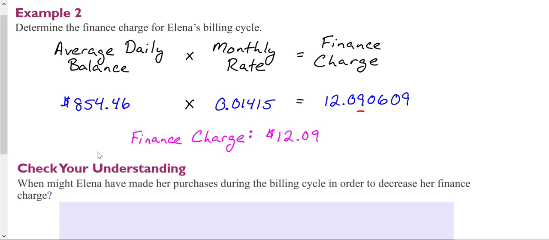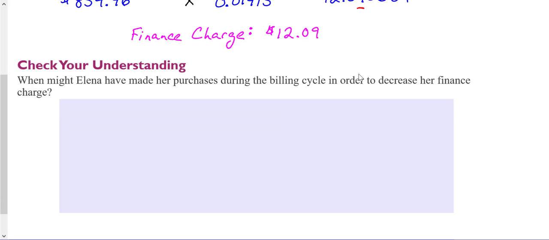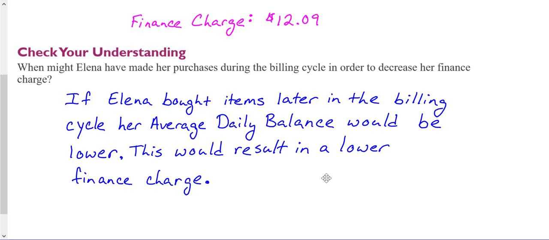So when might Elena have made her purchases during the billing cycle in order to decrease her finance charge? Well, you want to try and keep the balance down as low as you can for as long as you can. If you bought something at the beginning of the billing cycle, then that means it's going to keep your balance up high for a long period of time. But if you buy items later in the billing cycle, then because it's not high for very long, your average daily balance is going to be lower, which would result in a lower finance charge.